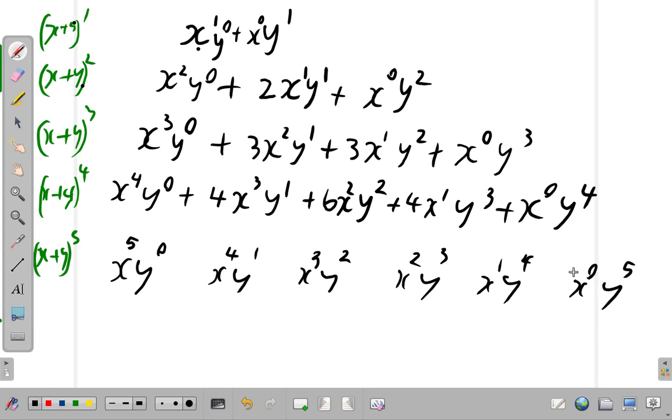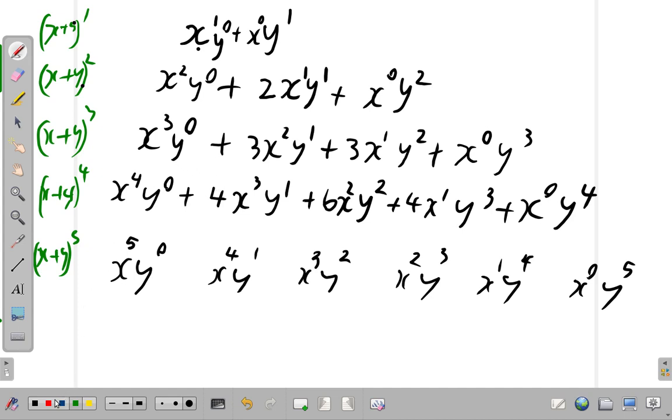And then you can check to make sure that they add to 5. 5 plus 0 is 5. 4 plus 1 is 5. 3 plus 2 is 5. 2 plus 3 is 5. 1 plus 4 is 5. 0 plus 5 is 5. Good. So you have the x and y and the powers taken care of. Now, it's time to put in the coefficients, the numbers that multiply the x and y. Pascal's triangle.